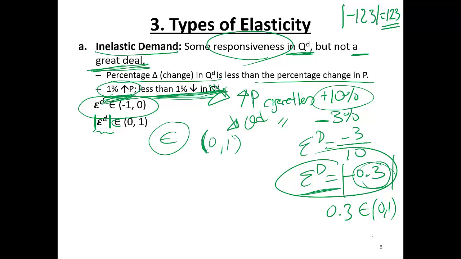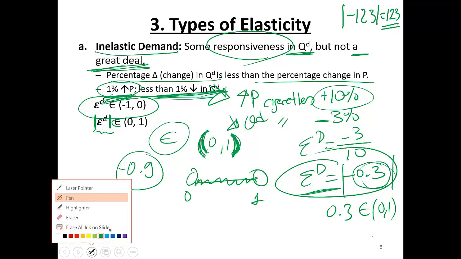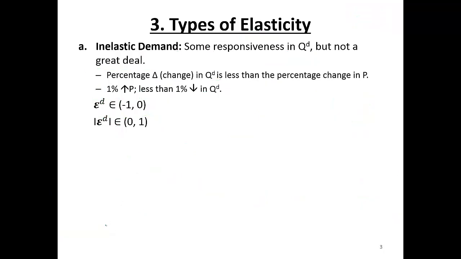These parentheses, remember from math class, denote an interval that does not include those numbers. So 0 is here, 1 is here, right? So every number between them, so negative 0.9, is an inelastic demand example as well. I'm about to get rid of all the ink on this slide. So this is what it means to have an inelastic demand.